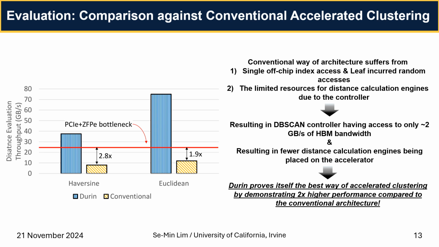So even if we gave the best scenario to the conventional architecture, it suffers from single off-chip index access, leaf-encoded random access, and limited resources for the distance calculation, because the controller takes away valuable resources from the distance calculation engines. So this results in the DBSCAN controller having access to only up to 2 gigabytes per second of HBM bandwidth because of the random accesses, and also results in fewer distance calculation engines being placed on the accelerator. So Durin proves itself the best way of accelerated clustering by demonstrating 2x higher performance compared to the conventional architecture.